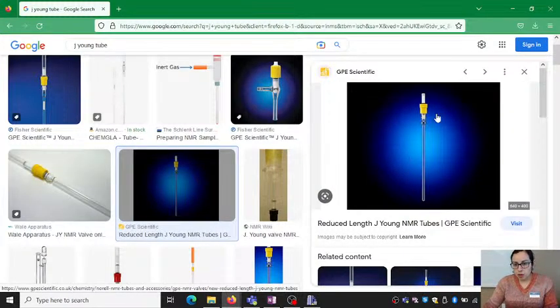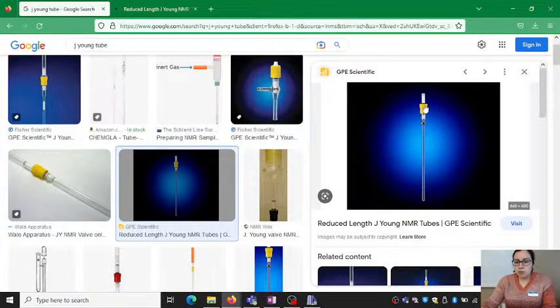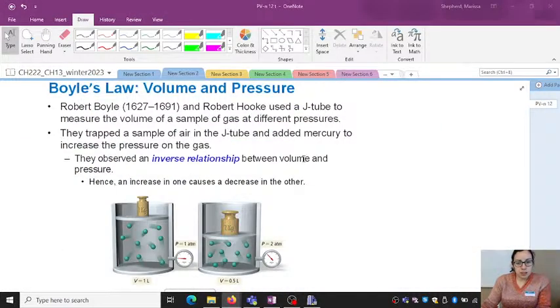This one is more specifically made for NMR, but the idea is we have this closed system. It has a little valve here, so you can seal it up so your volume is constant. They can change and measure the volume at different pressures. They trapped a sample of air in the J tube and added mercury to increase the pressure on the gas. And what they found was an inverse relationship between volume and pressure.